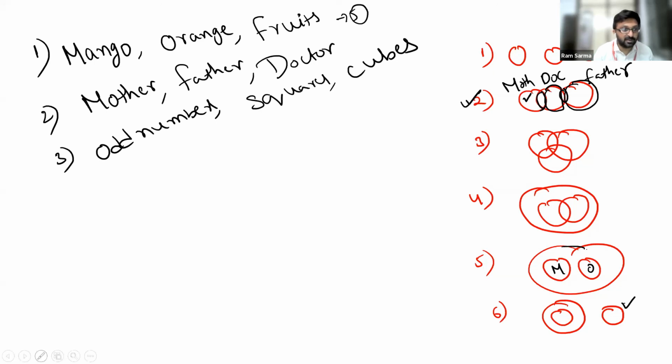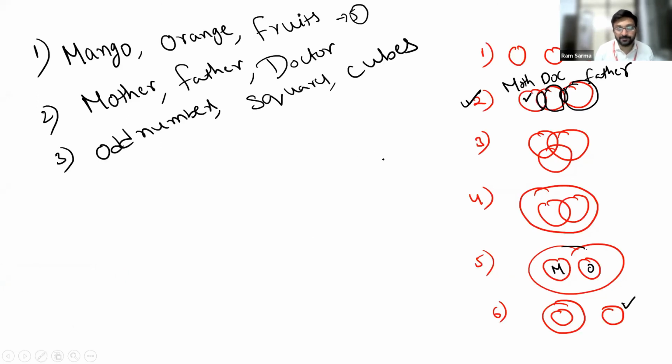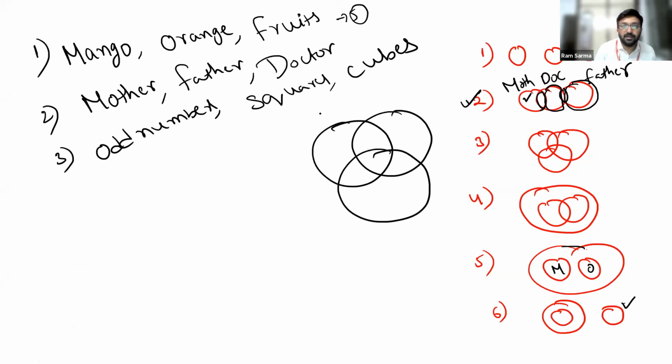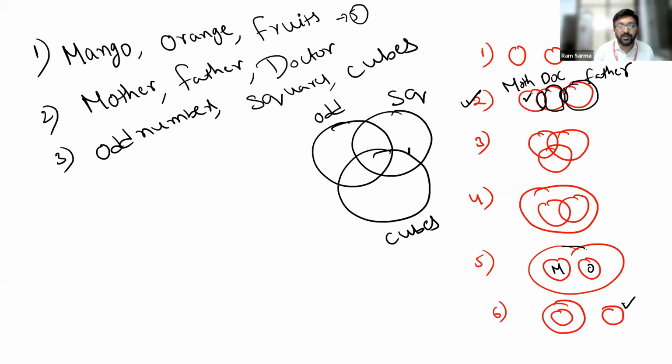Now, let me draw a Venn diagram here. Sorry, guys. Let me write odd numbers here. Let it be squares. Let it be cubes. Now, I will represent the area with a highlighter. You guys need to justify this. As you guys said, the answer is the third option. You guys should tell me proper examples here.